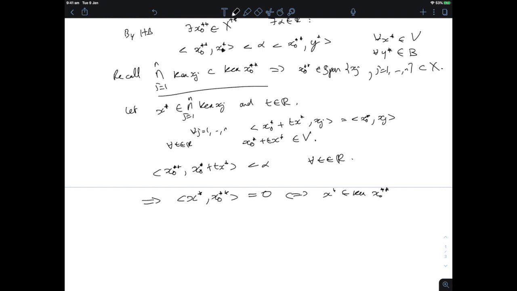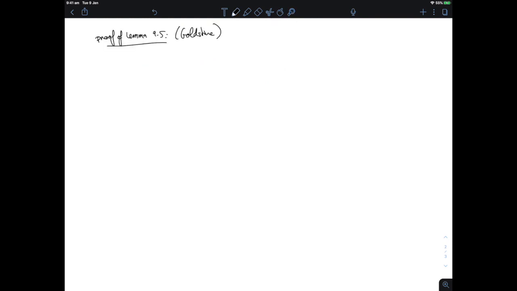And then the argument we have seen previously guarantees that this can only happen if x naught double star is in X, in fact, is in the span of the xj. Okay, so now that we have lemma 9.4, the weak star version of Banach theorem, we can prove lemma 9.5. So the theorem of Goldstein tells us that the image of the unit ball of X seen inside the unit ball of X double star has to be weakly dense. And that's going to be a very helpful result as we go forward.